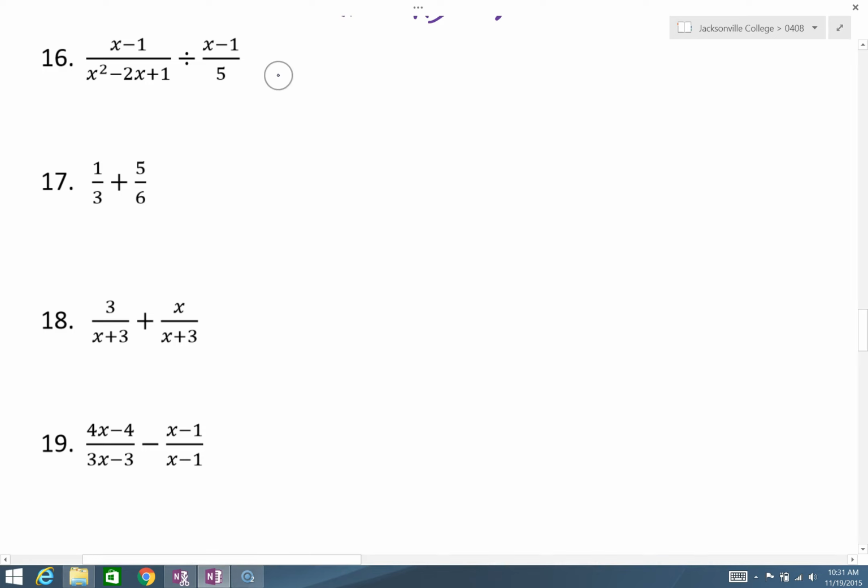Alright. First, since it's a divide, I will invert and multiply. So leaving the first fraction the same, x minus 1 over x squared plus 2x plus 1, changing my divide to a multiply, flipping over my second fraction. Right here in the beginning, we can see that x minus 1 will cancel with x minus 1. I could factor this, but I know right up front there's nothing else that it's going to cancel with. So I'm ready to simply multiply.